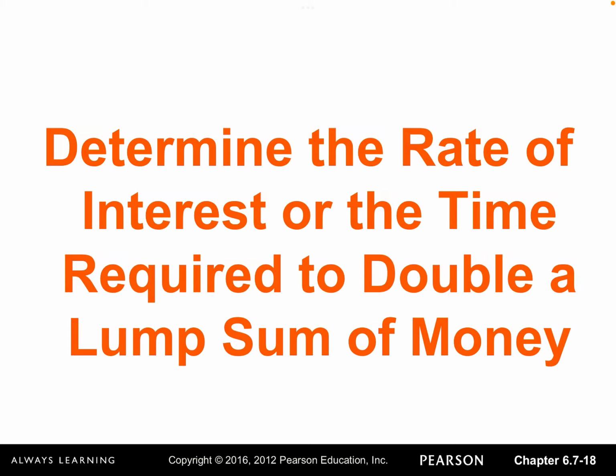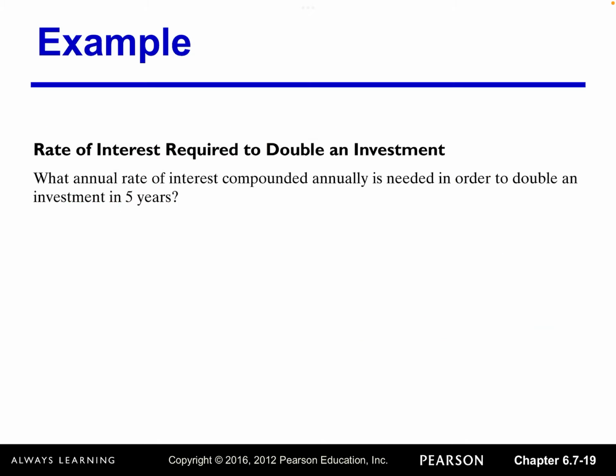All right, last topic. Let's see how to determine the rate of interest or the time required to double a lump sum of money. So let's look at the example. What annual rate of interest compounded annually is needed in order to double an investment in 5 years?